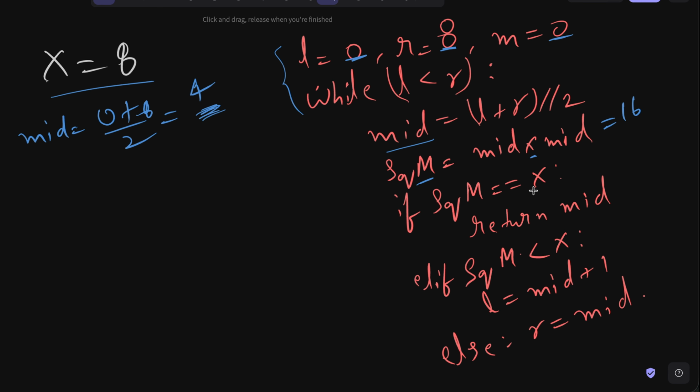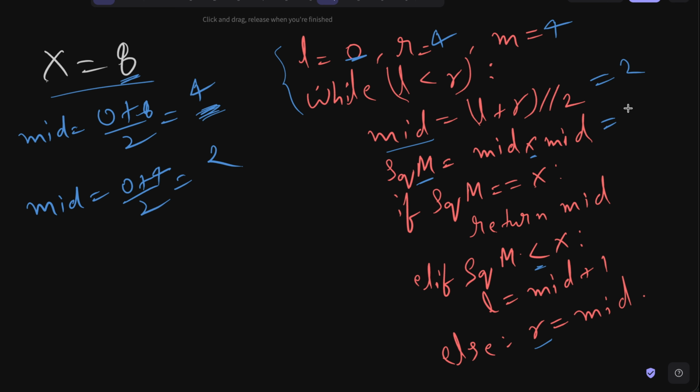And now we are checking, is 16 equal to x? Well, of course it is not equal to 8, so we are not going to do anything. Is 16 less than x? No, it is not less than x. Then at the end of the day it is greater than x, so we are simply shifting the r to mid. So now r is equal to 4, and mid is also 4. Now we will try to calculate mid again. So mid will now be 0 plus 4 divided by 2, which equals 2. The square of 2 is going to be 4.